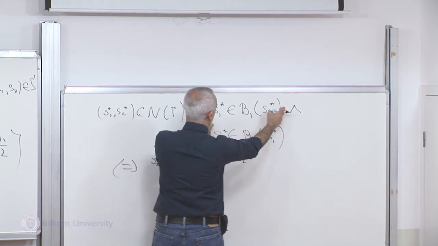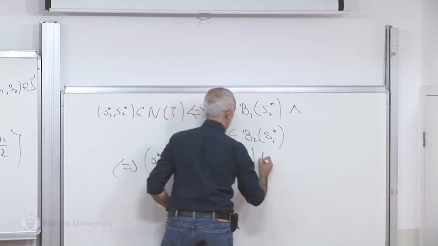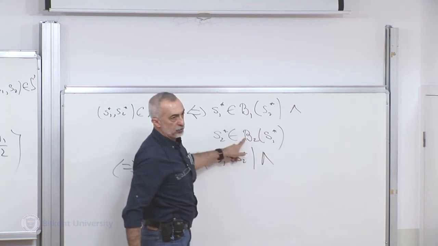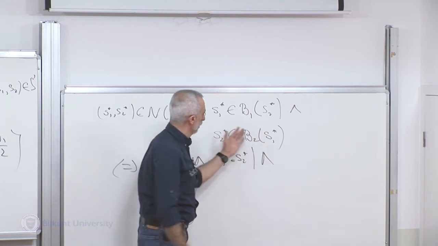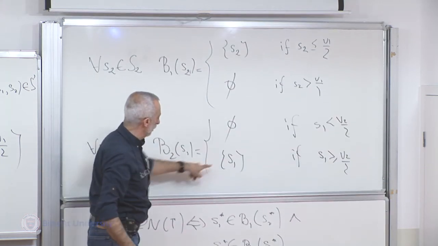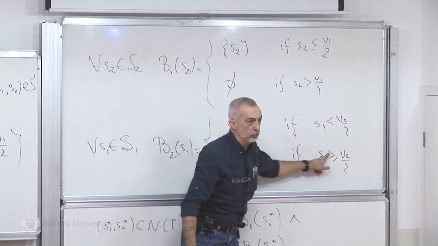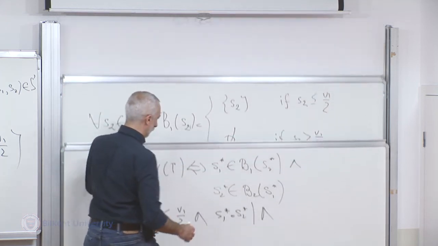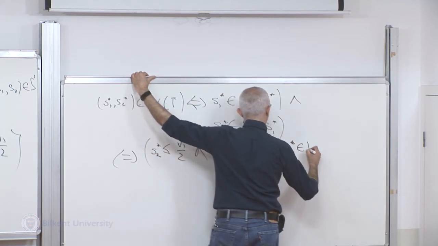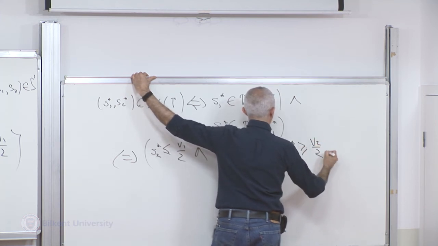Okay? So this is implied by that. And the same thing: S2 star being an element of B2 of S1 star means that this set is non-empty valued, which means that S1 star is greater or equal to V2 over 2.